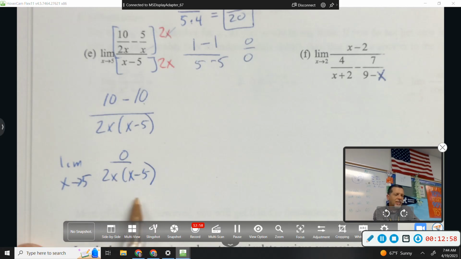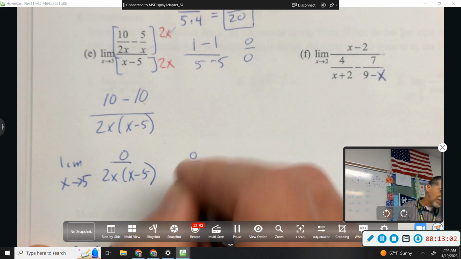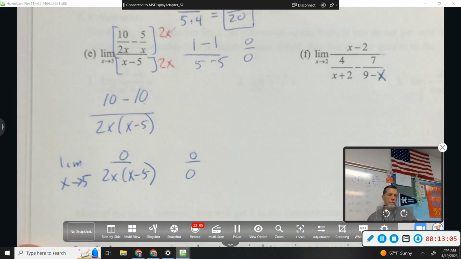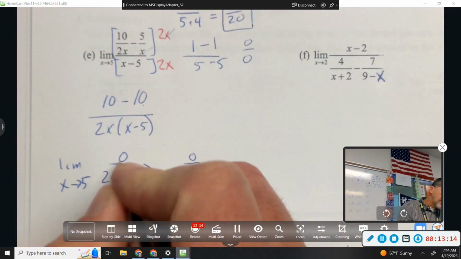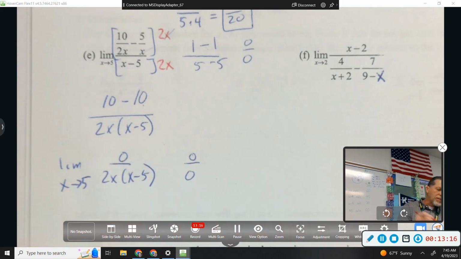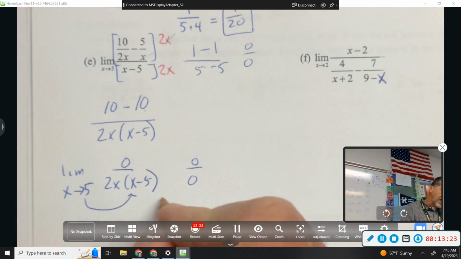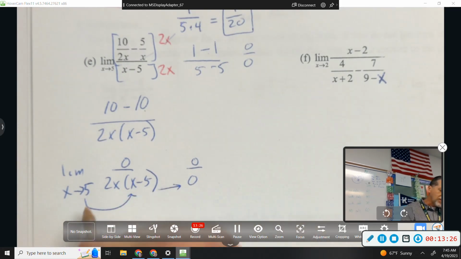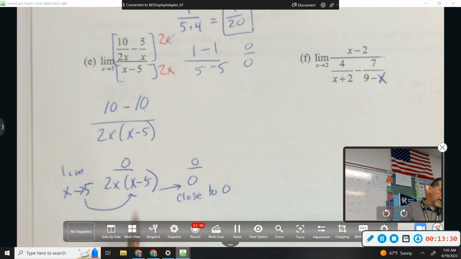I can't fix this. I tried my best to fix it, and I still can't fix it. I've got 0 over 0. Boy, how do I explain this? Let's see. This is a tricky one. The top is definitely 0. 10 minus 10 is 0. The bottom, when we plug in 5 down there, that's not exactly 0 because we're getting close to 0. Right? Because we're getting close to 5.